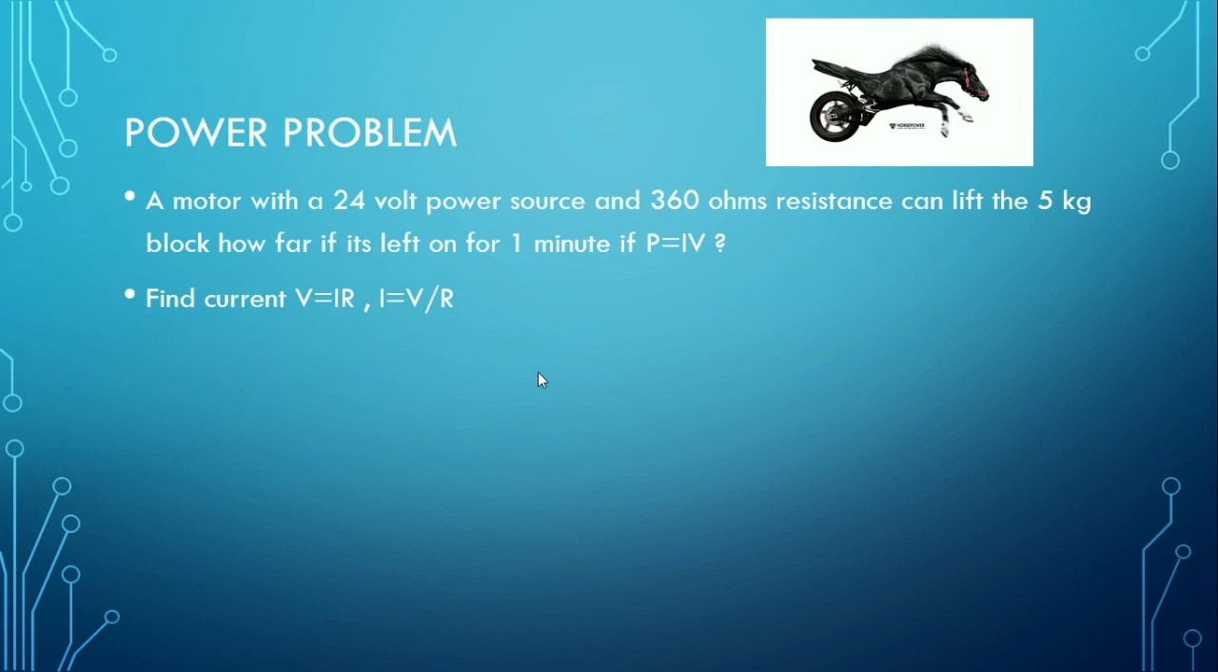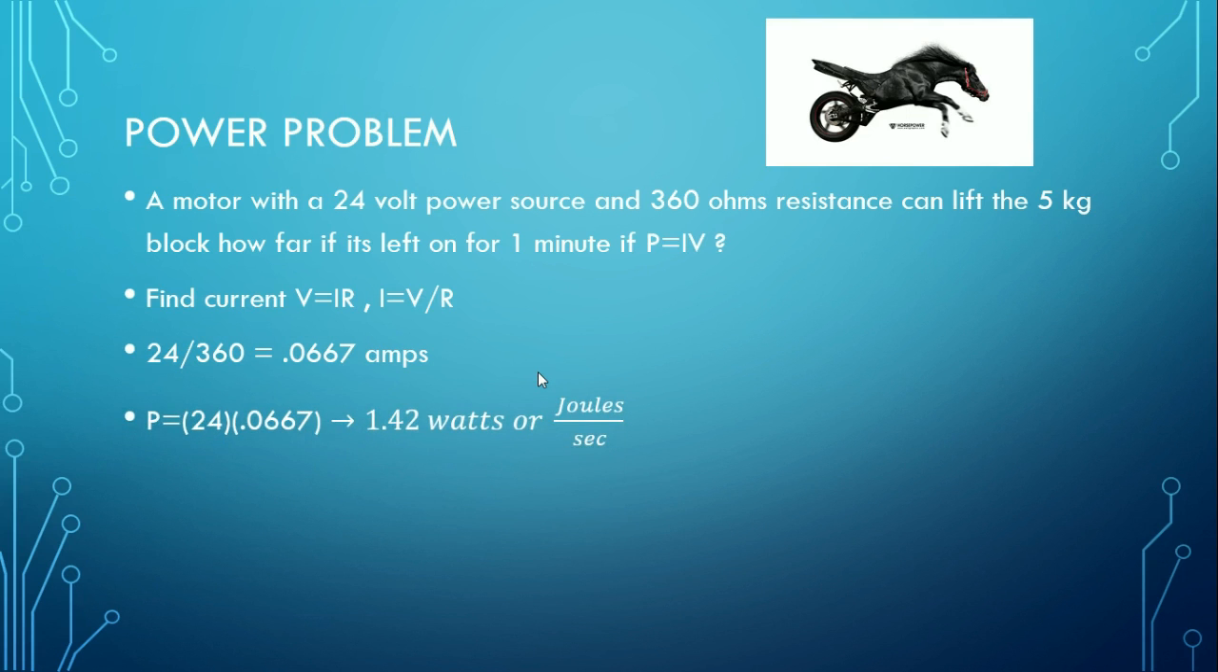So V equals IR. So current is, divide both sides by R, voltage divided by resistance. So if we do that, 24 volts divided by 360 ohms gives you 0.0667 amps. So that's our current. Now that we have current and voltage, we can figure out power. So 24 times 0.0667 gives us 1.42 watts. And if you remember back from energy, watts is joules per second. So keep that in mind.